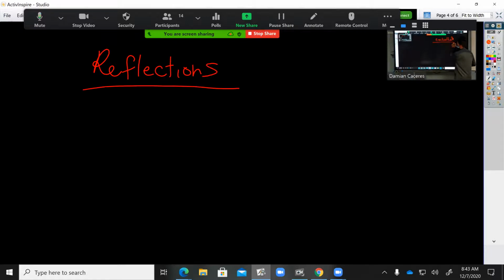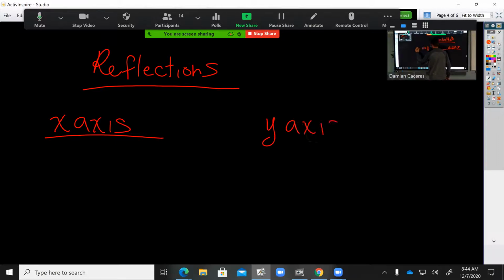Okay, on the next one here, there's only 2 different types left. This one is called reflections. So for reflections, there's no units. You're not going to have 3 units, 4 units, 5 units. You're not going to have units at all. For reflections, you're either going to have an x-axis reflection or a y-axis reflection.